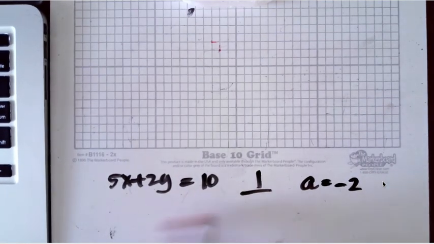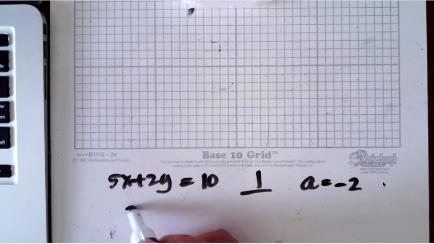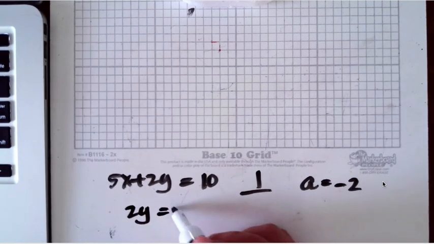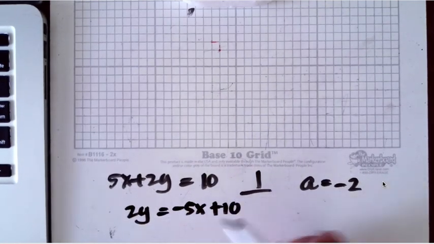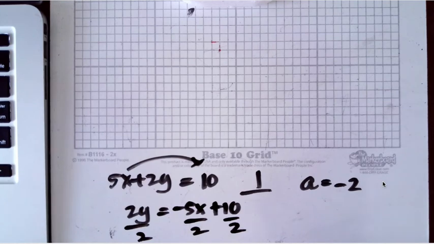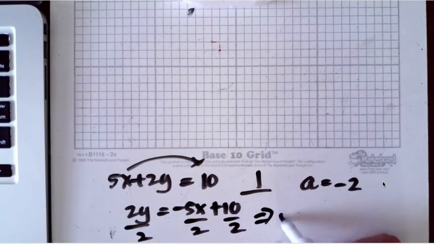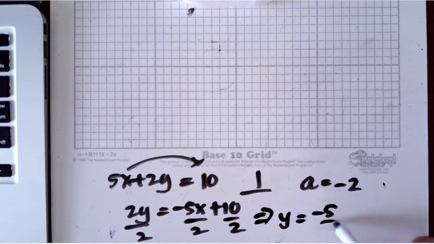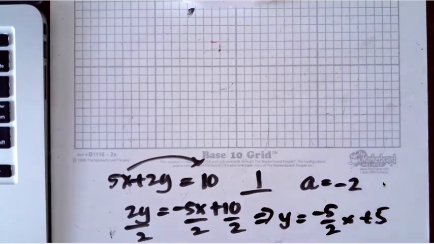Okay, so we need the slope of this, but it's not explicitly given, so we have to put this in slope-intercept form. So you have 2y equals -5x plus 10, by transposing 5x, it becomes negative, and then we will divide by 2. So the equation that we are looking for to find the slope is y equals -5 over 2 x plus 5. Therefore, our slope is -5 over 2.